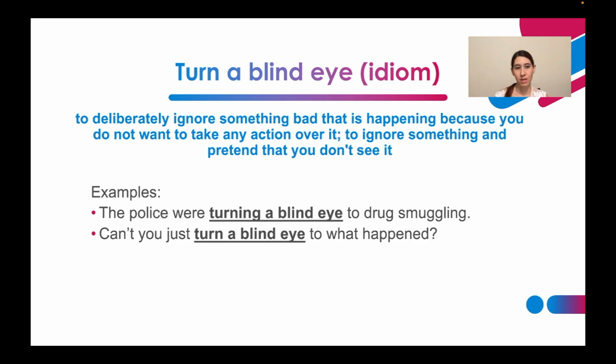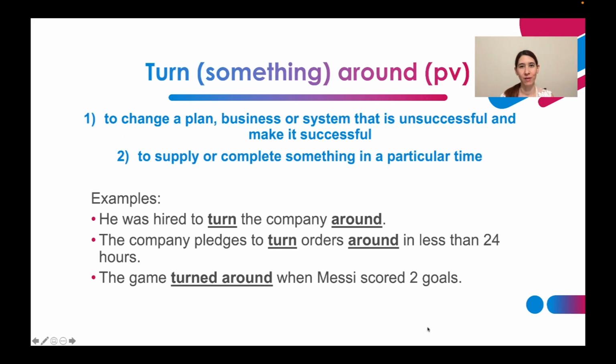Another example is, can't you just turn a blind eye to what happened? Turn around or turn something around. Turn around is a phrasal verb that has several different meanings. One is to change a plan, business, or system that is unsuccessful and make it successful. For example, he was hired to turn the company around. Maybe the company isn't doing well, and then they hire someone new, a new manager or CEO, to help make the company profitable or successful, earn more money. Then we can say he was hired to turn the company around.